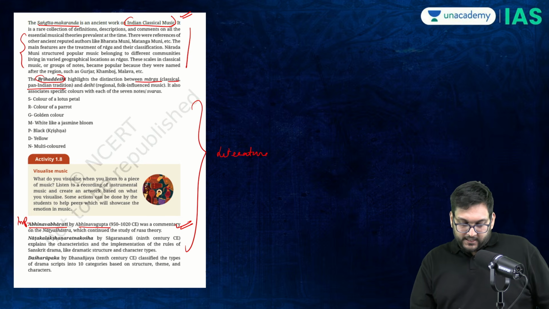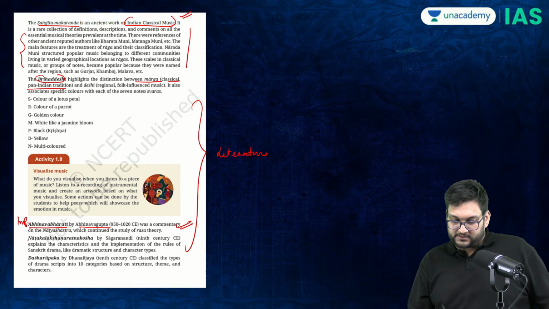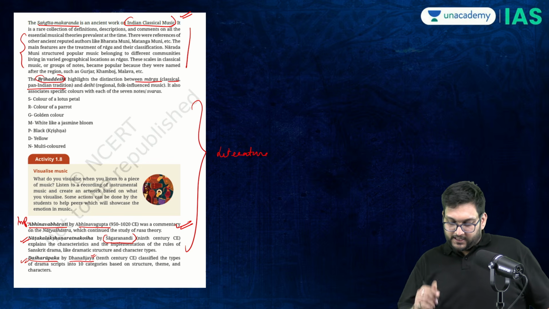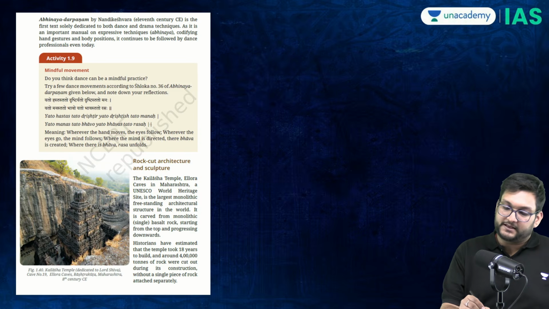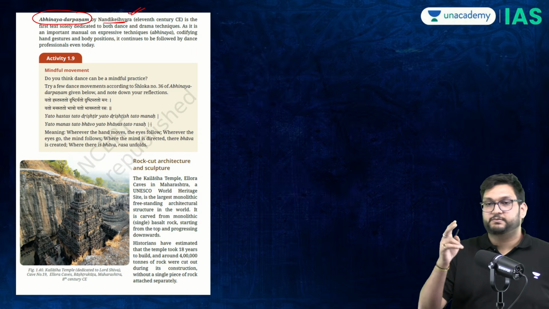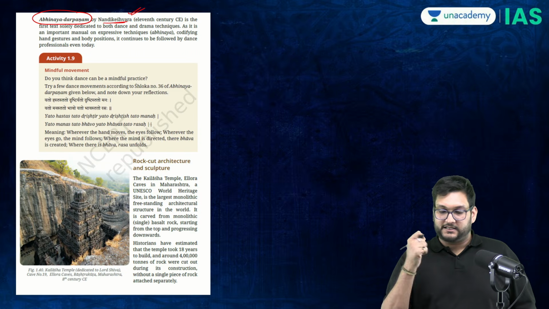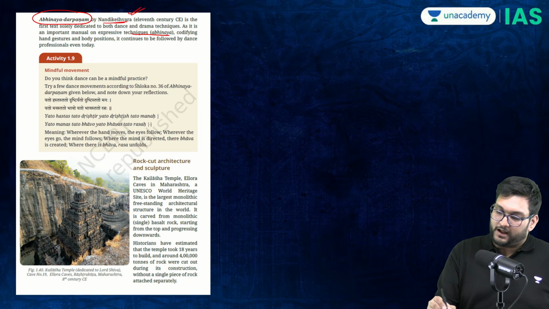Then you have the Natak Lakshana Ratnakosha by Sagaranandin. Then you have the Dashrupaka by Dhananjaya, and this talks about dramatic structures and character types. This talks about structure, theme, and character. Further, you have the Abhinaya Darpan by Nandikeshvara. We've discussed this previously in the 6th, 7th, 8th class NCERT, and it talks about how abhinaya comes through.